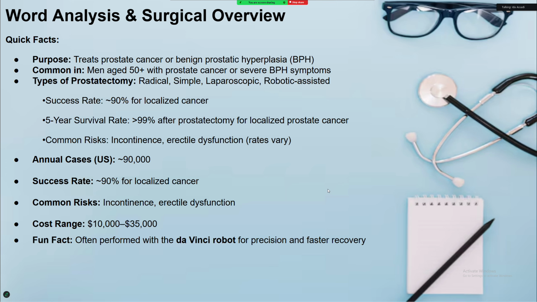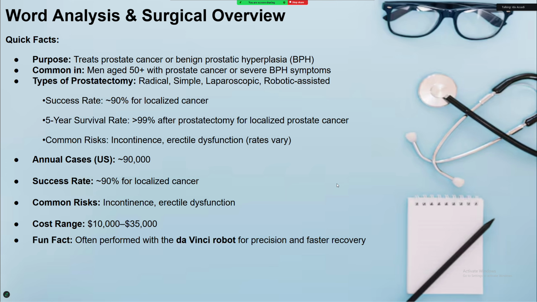One important statistic is that the 5-year survival rate for men with localized prostate cancer who undergo prostatectomy is over 99%, according to the American Cancer Society. However, like any surgery, there are risks. Erectile dysfunction and urinary incontinence are the most commonly discussed complications. The costs vary by region, but the procedure typically ranges from $10,000 to $35,000 in the United States.